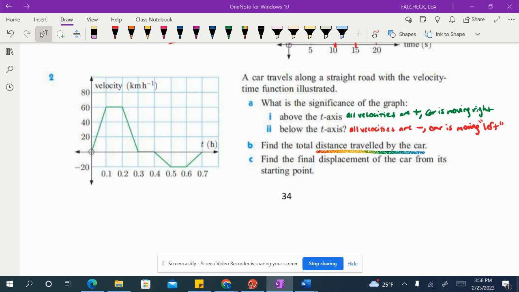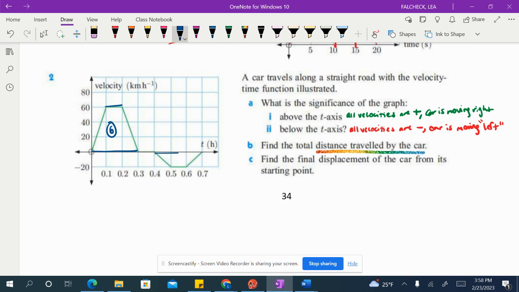We can do the area of a trapezoid, which is the average of the two bases, right? So 3 plus 1 is going to be 4 divided by 2, which is 2, times the height, which is 3. So that's going to be 6 units here.